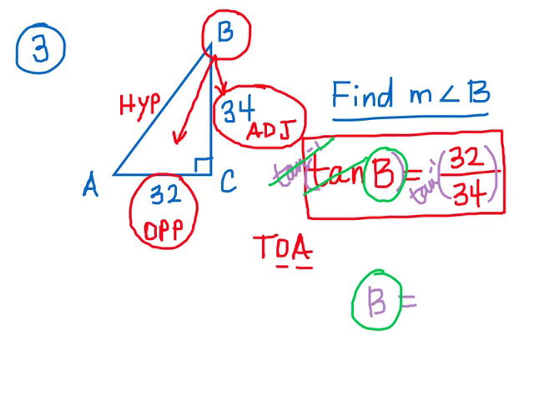So here's B. And then the inverse tan of 32 over 34 you find on your calculator. So you hit the inverse tan button and then a parenthesis, 32 over 34, and then close your parenthesis, and you should get approximately 43 degrees. And so that is the measure of angle B when the sides are 32 and 34 in the ratio that we had.